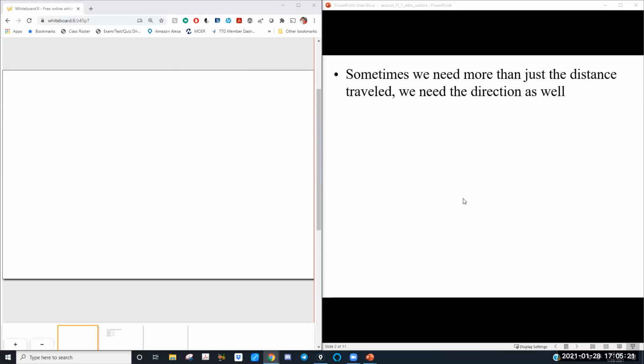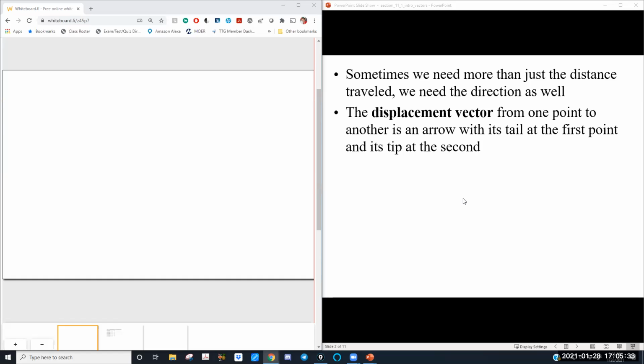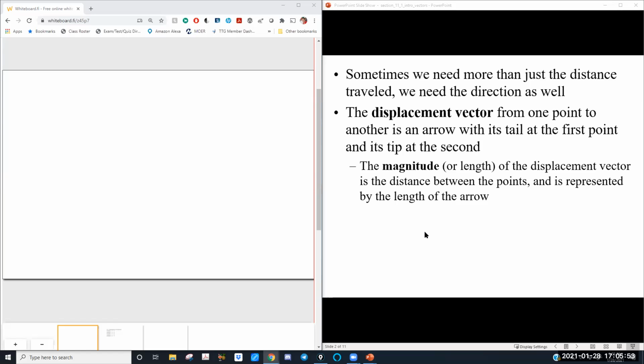The nice thing about a vector is that it measures what we call a vector valued quantity. It's got a magnitude and a direction. We call that basic vector a displacement vector. Its tail is at one point and its tip is at the second point, so you start at the tail and end at the tip. The magnitude of the vector is the distance between the points and is represented by the length of the arrow, and the direction is the direction of the arrow.